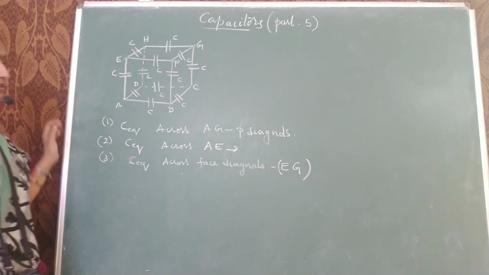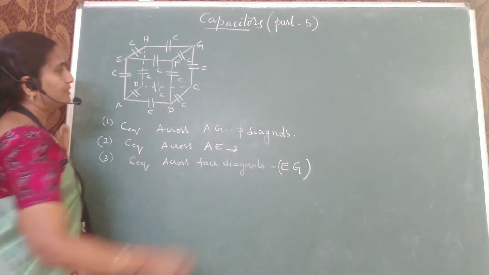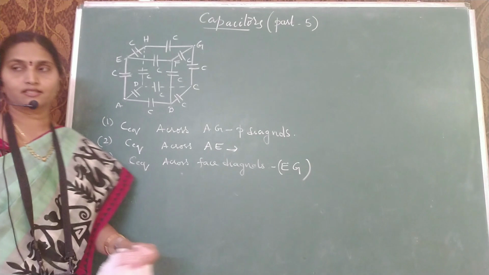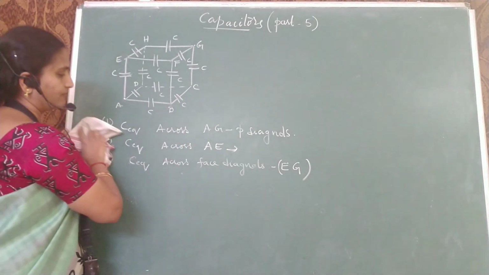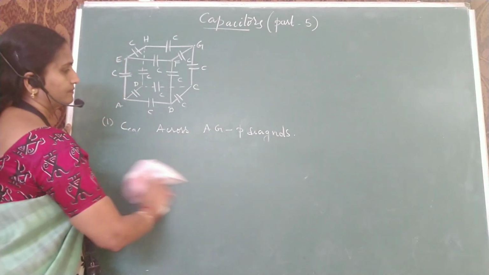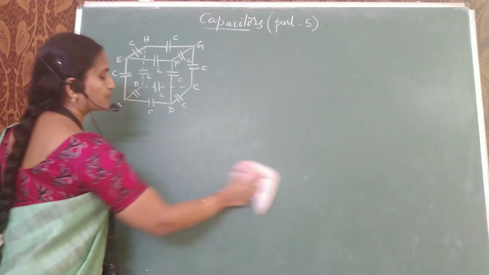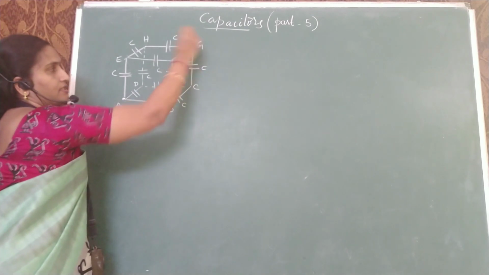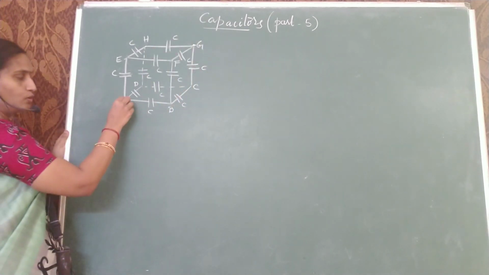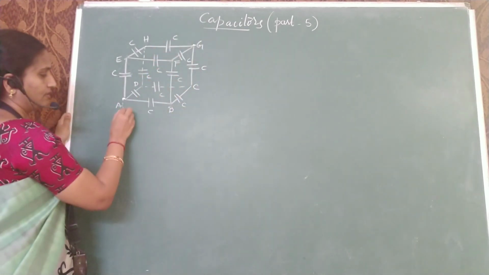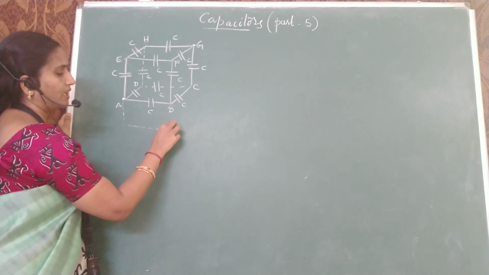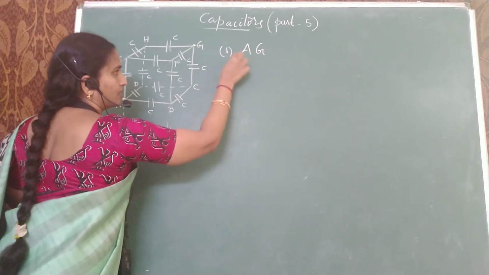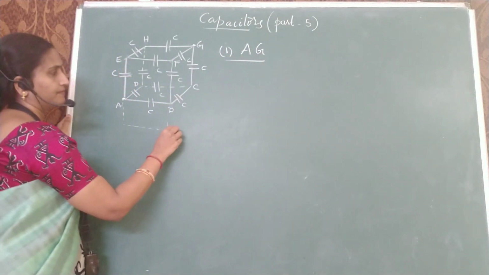Okay, so this is how you can find out the equivalent capacitance, or let us see how to find out the equivalent capacitance. Okay, so let's start with the first one. Across the principal diagonal, that is between A and G. Okay, so to begin with A and G, I will connect a power supply between A and G. Okay, I am finding equivalent capacitance between A and G terminals.